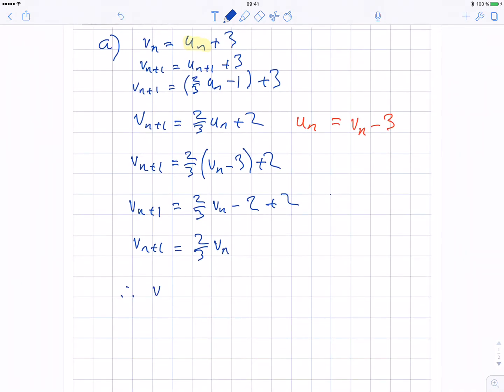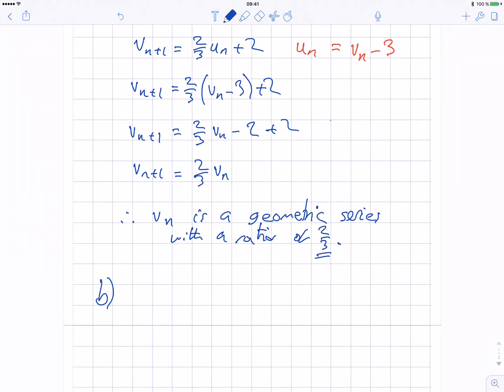and therefore Vn is a geometric series or sequence with a ratio of 2/3.